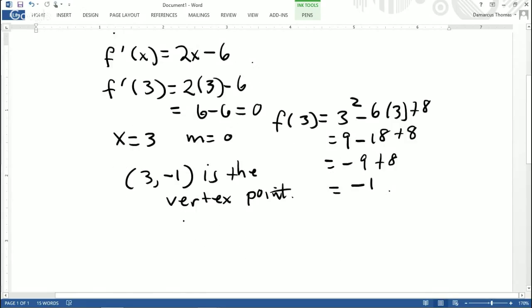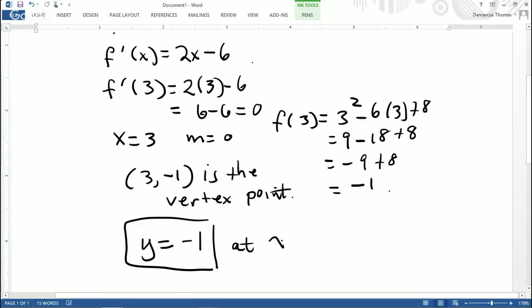And the equation of that line, well, since it's a horizontal line, it intercepts the y-axis. It doesn't intercept the x-axis, it intercepts the y-axis. And so the slope is 0, but it intercepts the y-axis at negative 1. So the equation of that line is just y equals negative 1. And that's the equation of that tangent line at x equals 3. And so that's the solution that we were after in this particular problem.